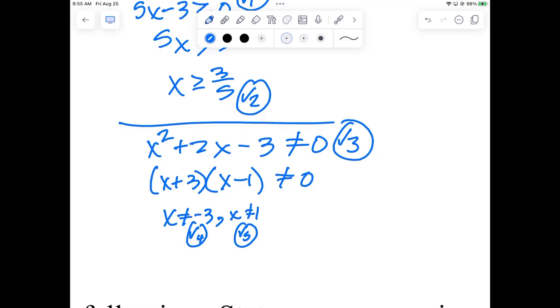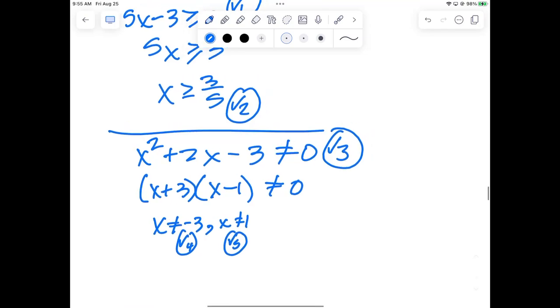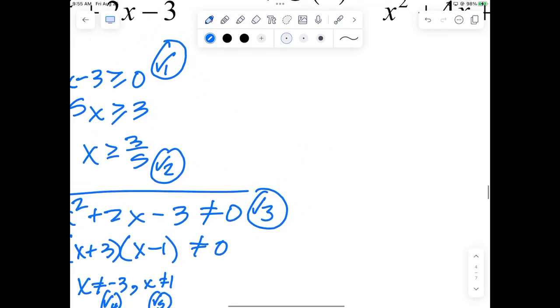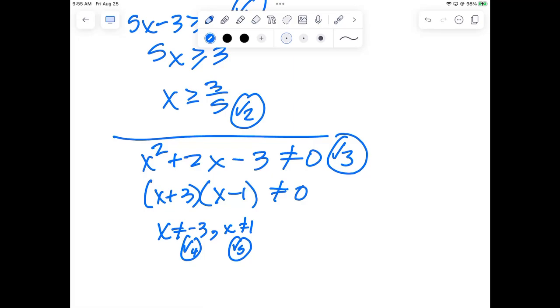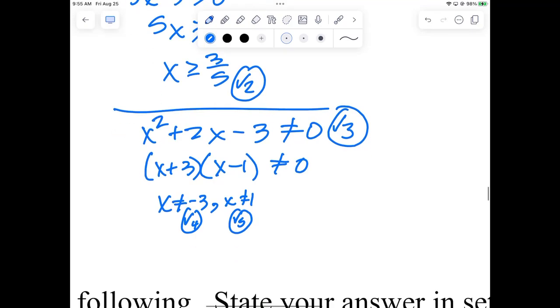Okay. All right, so now we have to put the two together. We only want to exclude the values that give us division by 0 if they happen to fall in the interval. So are either of those two values bigger than 3/5? Yeah, the 1 is, right? The negative 3 is already excluded by the inequality. We don't need to worry about excluding it again. So here would be our final answer.